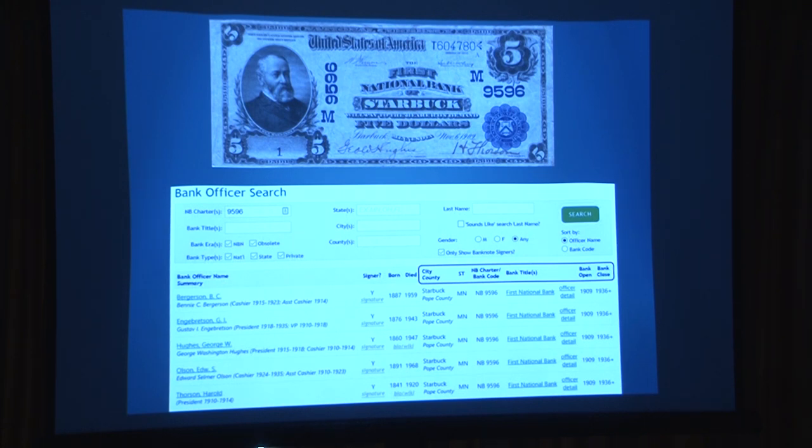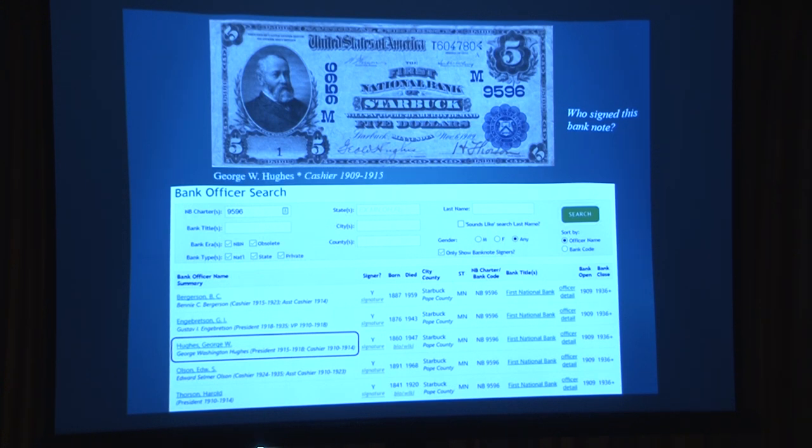So let's get back to just researching this banknote here. So to answer our first question, who signed the banknote? We can look at the signatures here, and fortunately these guys had pretty good handwriting, so we can pretty much figure out who it is. If we look at the cashier, we can say, okay, looks like a Hughes. If we look down on our list of bank officers, we see, sure enough, George W. Hughes was cashier from 1910 to 1914, so we've identified who our cashier is.